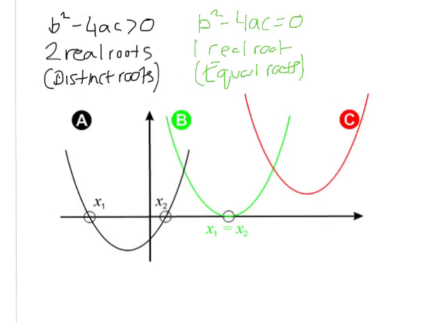The final case is when the quadratic doesn't have any roots. So here's an example of a quadratic with no roots. The equation ax squared plus bx plus c equals 0 doesn't have any solutions. And this is when the discriminant b squared minus 4ac is less than 0. And we say the quadratic has no real roots.